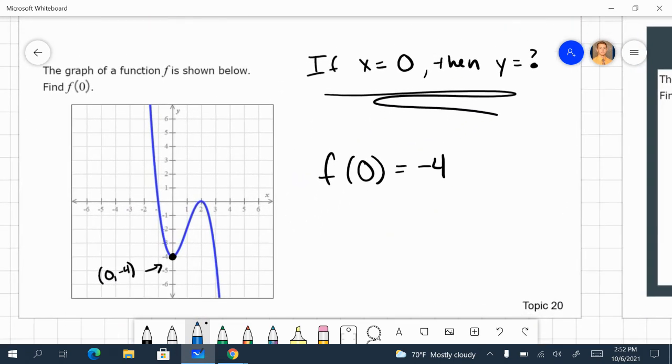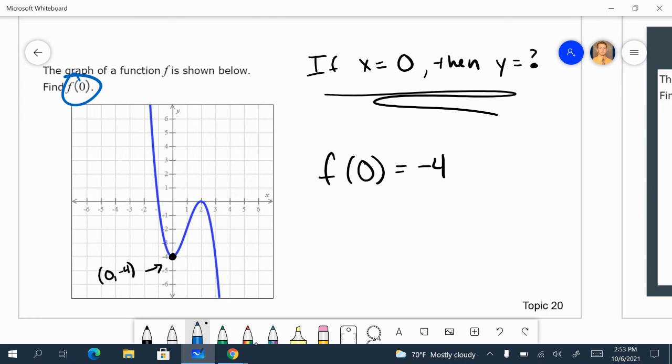Topic number 20. The graph of the function f is shown below. Find the function evaluated at 0. So we call that function f of 0. We're finding f of 0. That's how you would say it. f of 0: function evaluated at 0, or function of 0.